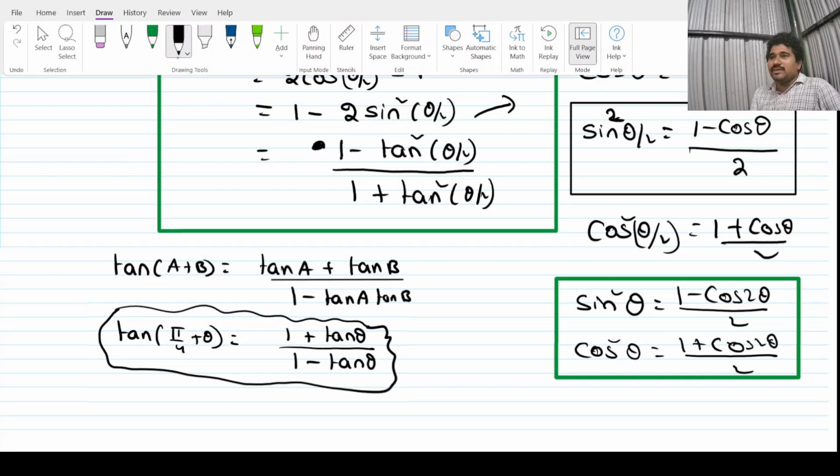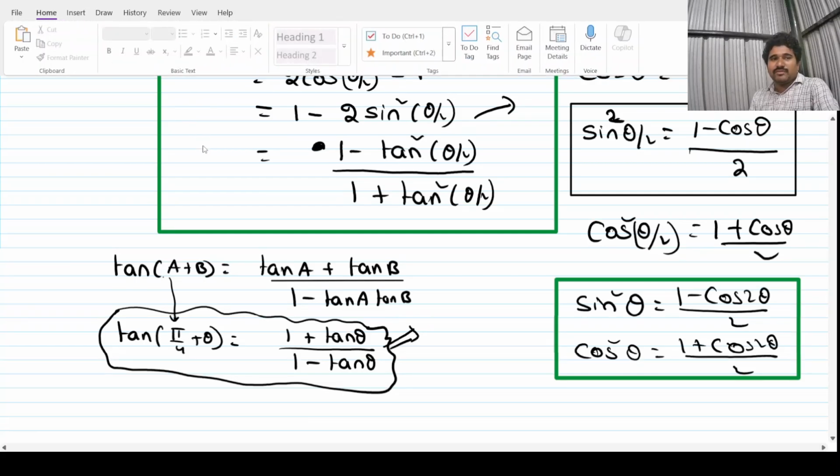I just substituted pi by 4 in place of A, correct? You should remember this, you will see it clearly. Is that clear for everybody? Any other formula we missed?